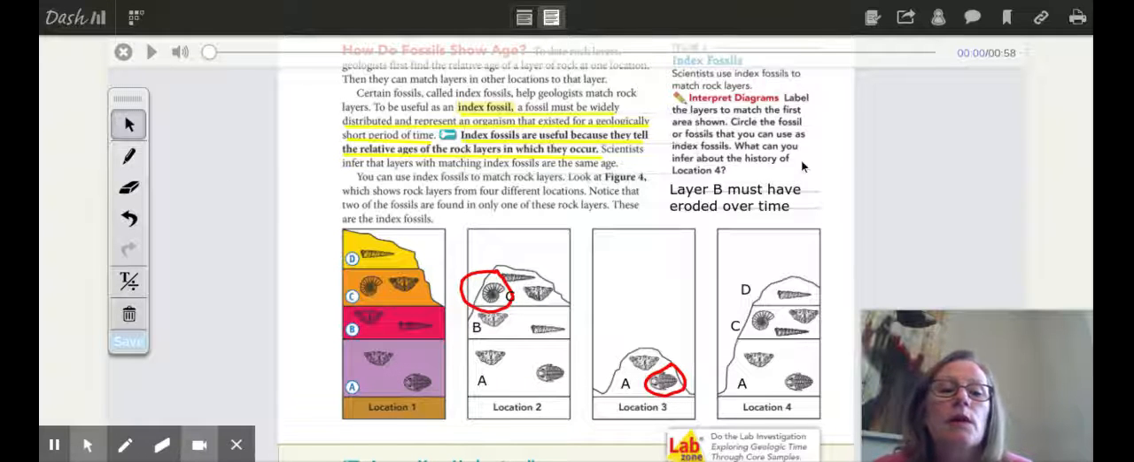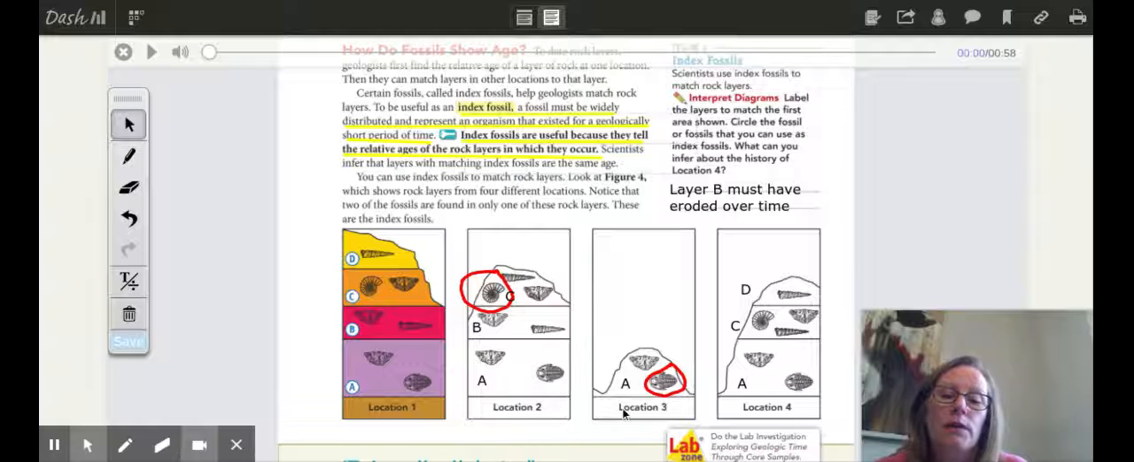Okay, and so let's go over to the index fossil, figure 4. Label the areas to match the first area shown. Circle the fossil or fossils that you can use as index fossils. So I've circled those here. This would be a good index fossil. This one would be as well. And it says, what can you infer about the history of location 4? Well, if you notice, B is not there, so it could have eroded over time, which could be your answer. And also, let's look at these. So you see the different locations, how they match up. And so I've labeled these like this is A, it matches.